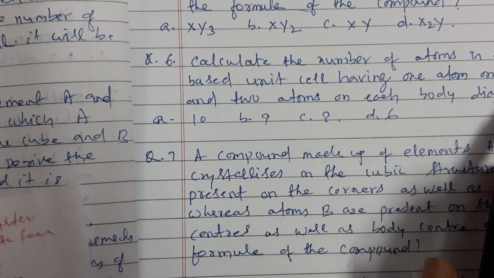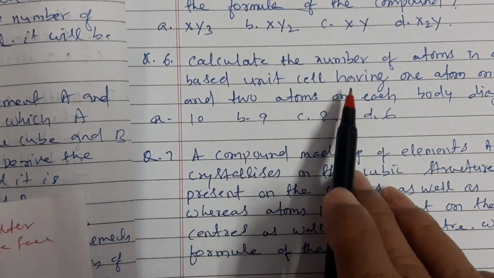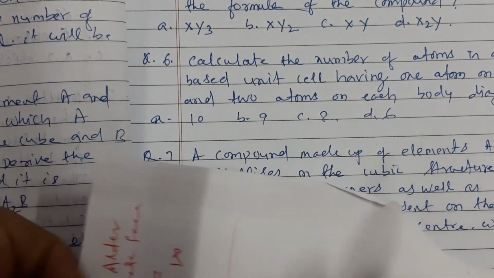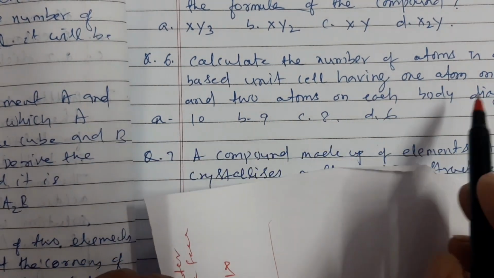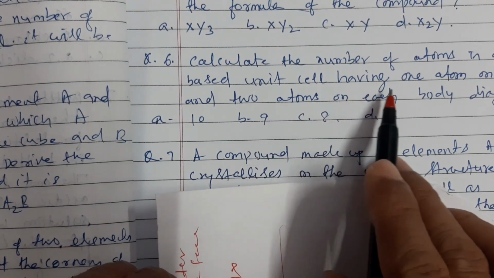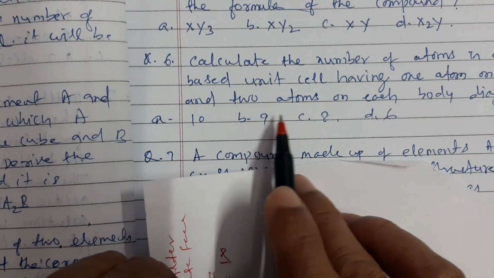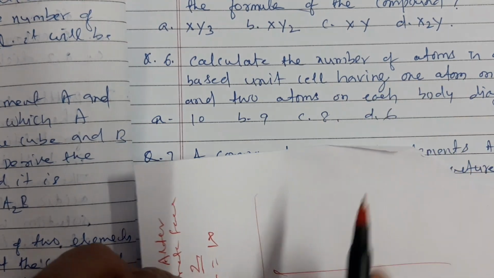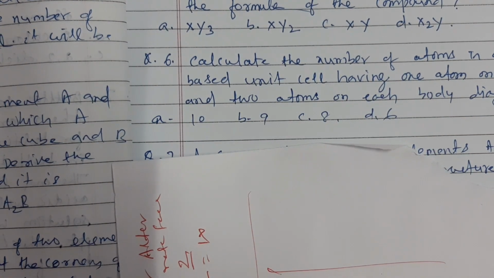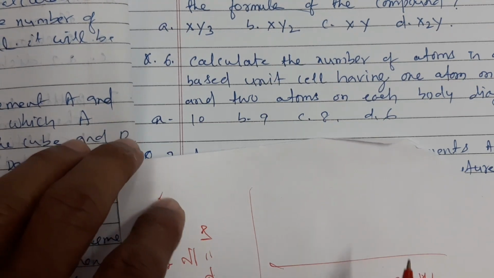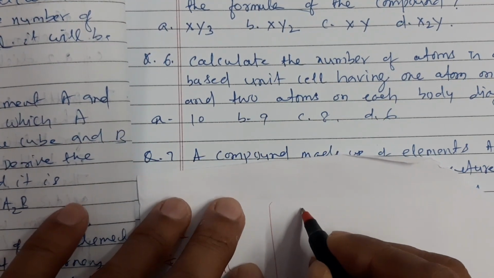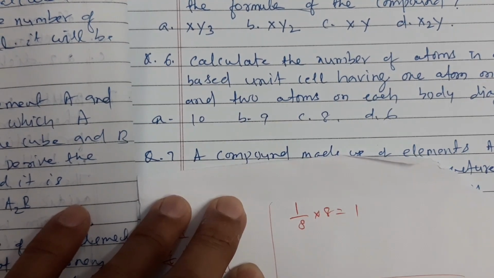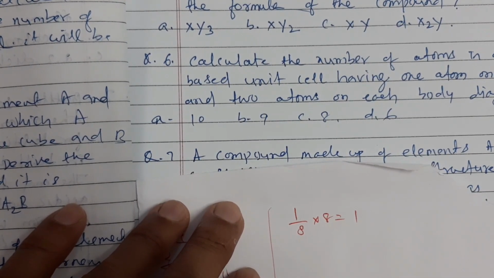Next, calculate the number of atoms in a cubic unit cell having one atom on each corner and 2 atoms on each body diagonal. For the corners you will get 1 by 8 multiplied by 8, so it is 1.